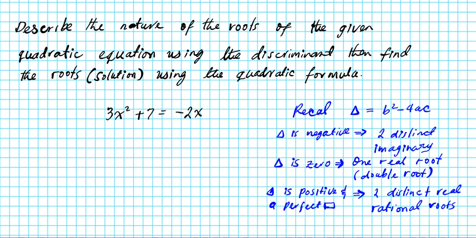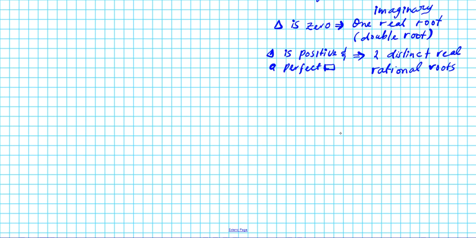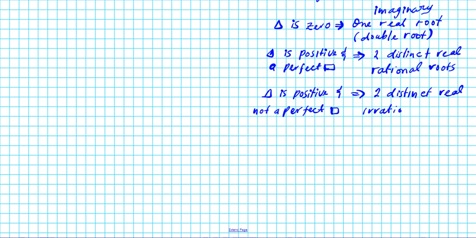Okay? Now, what if you have a scenario where your discriminant is not a perfect square? So if your discriminant is positive and not a perfect square, in that case, you're going to have two distinct real irrational roots. Okay? Think about irrational numbers as numbers that you cannot represent as the quotient of two integers.